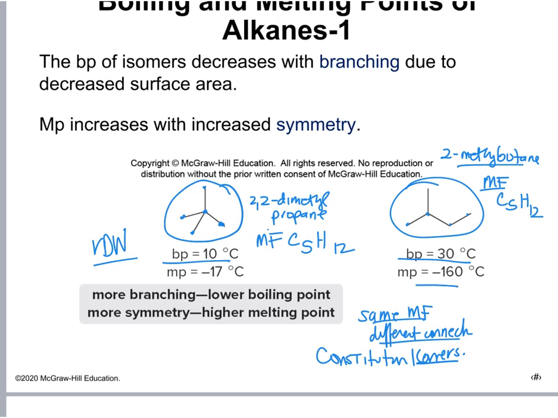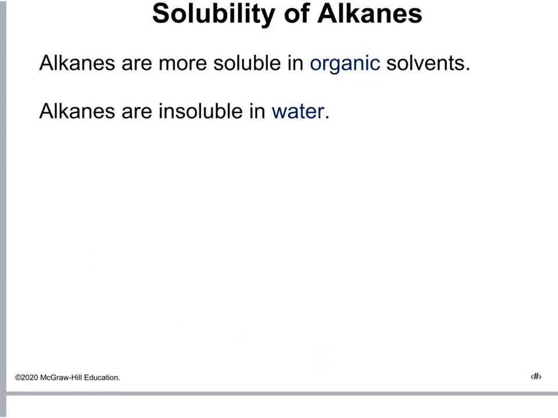And here, because they have the same number of carbons and more branching, they're going to have a lower boiling point. This is kind of an anomaly that you see with regards to boiling points and melting points. Alkanes are more soluble in organic solvents. Alkanes are insoluble in water. We talked about that.